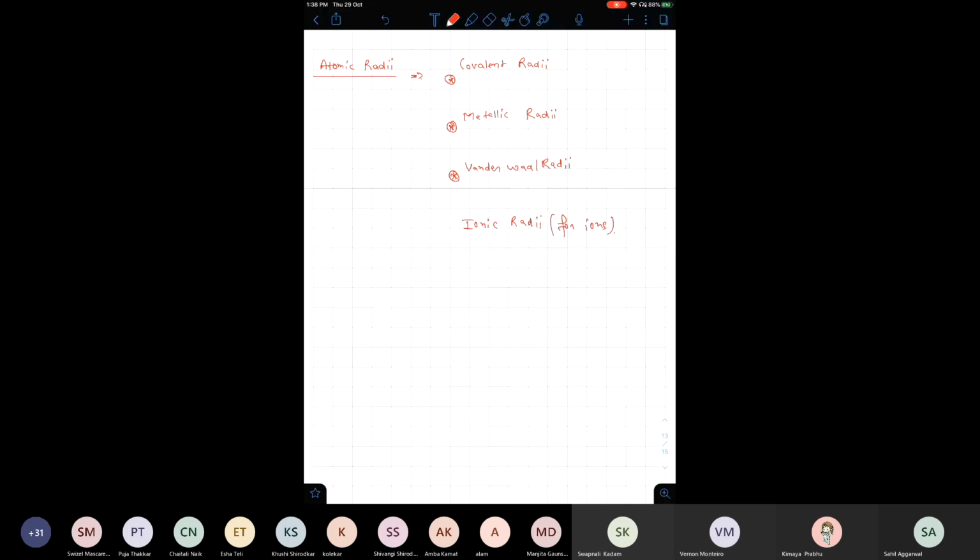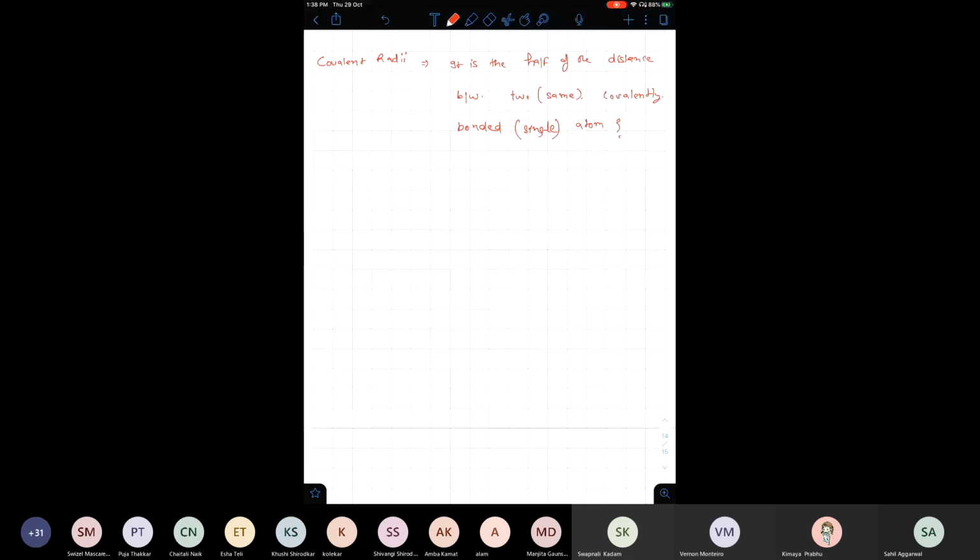It is the half of the distance between two covalently bonded atoms. Covalent bond should be single, atom should be same.